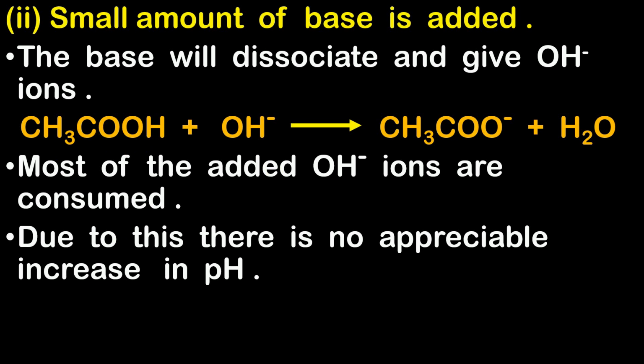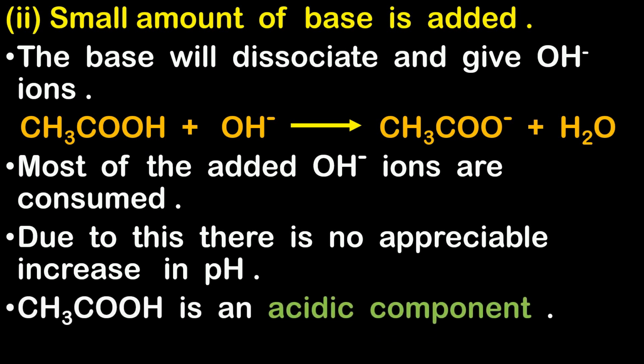Now guys, moving on. CH3COOH is an acidic component over here. Why is it an acidic component? Because I hope you all know the definition of an acidic component. The acidic component does not allow the OH minus ions to make the solution basic and to change its pH value. So here the acidic component is your CH3COOH, because it is reacting with OH minus ions and not allowing them to change the value of pH.